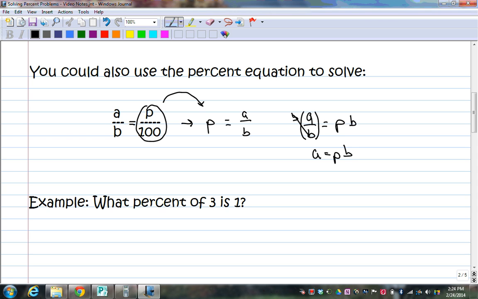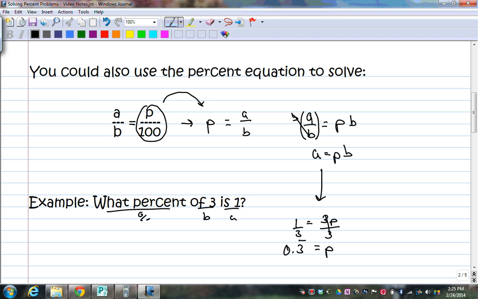But when you're solving one of the problems, here's the exact same problem. I have what percent of 3 is B, and "is 1" would be our A. I would put it into a percent equation rather than a proportion. So I have A, which is 1, is equal to P, which we don't know, times 3. Now we know that we can write that as 3P, right? And then divide both sides by 3. And P is equal to 0.3 repeating.